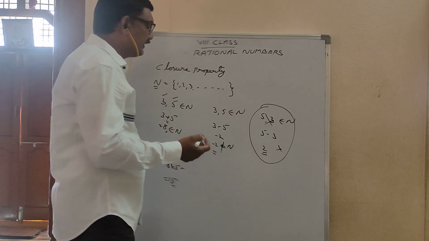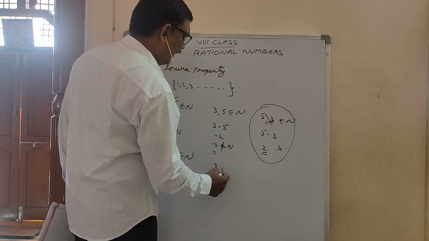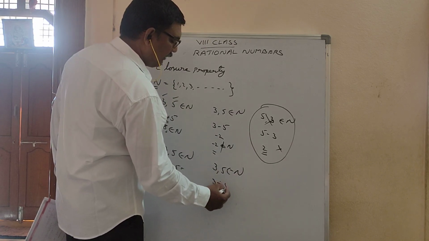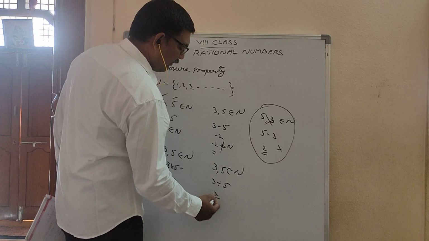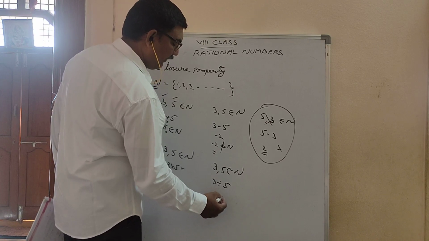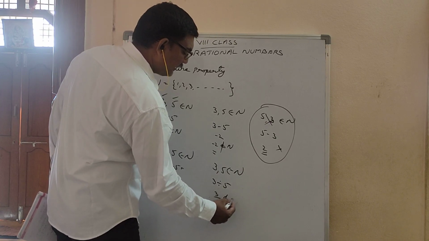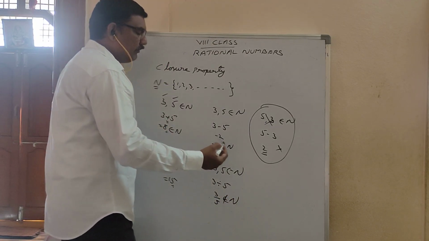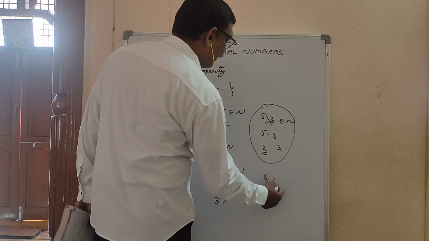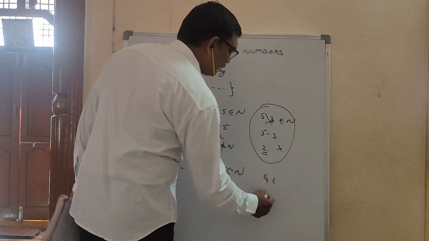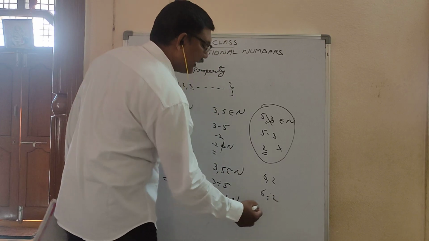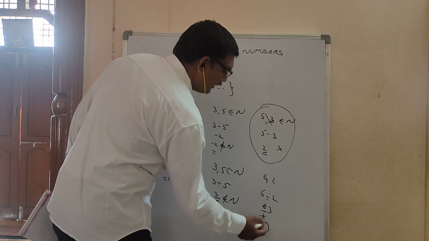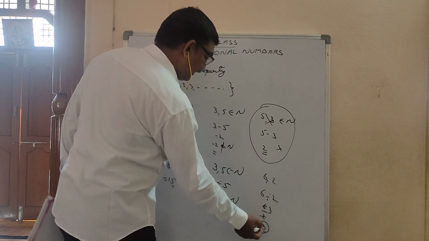Then do division. 3, 5 belong to N. So you are doing 3 divided by 5. 3 divided by 5 is 3 by 5 only. 3 by 5 is not present in the set of natural numbers. So maybe some will be present. If you are taking 6, 2 and you do 6 divided by 2, what is the answer here? 3. 6, 2 are natural numbers, and 3 is also a natural number.